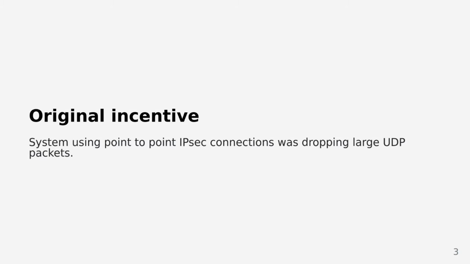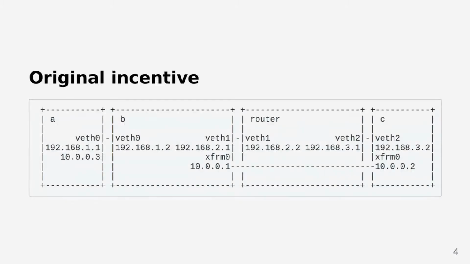In order to recreate the scenario and simulate it, in order to fix it, I created a network environment using a bash script that looked something like the following setup. I created 4 network namespaces, A, B, router, and C, and I would pass packets from A to C, where B and C would be connected through an IPsec tunnel.